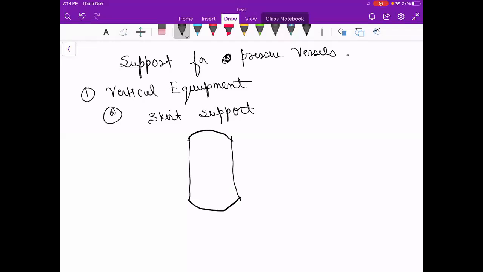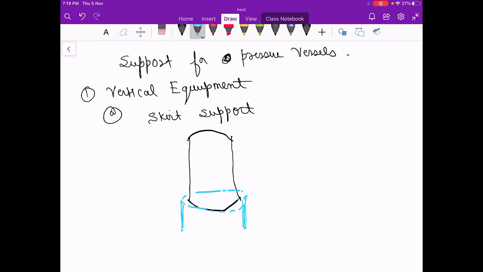Okay, suppose your equipment is like this. So at the bottom, this can be made up of cement, rock, or any metal object also, you can say. Okay, you can just imagine in 3D that it will be on this and this, like this.